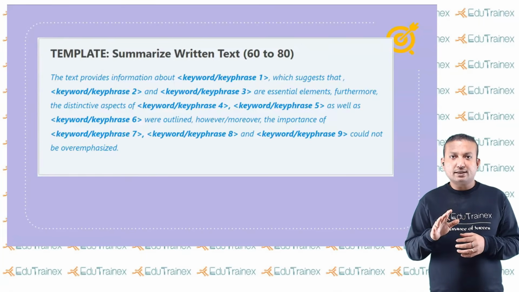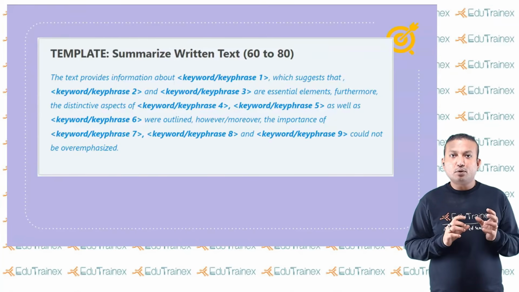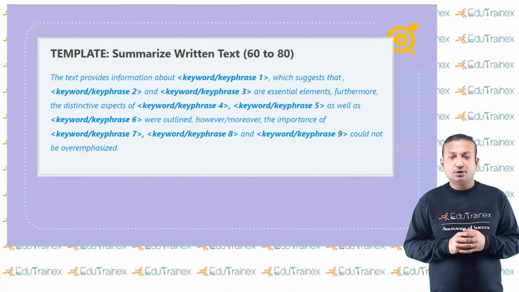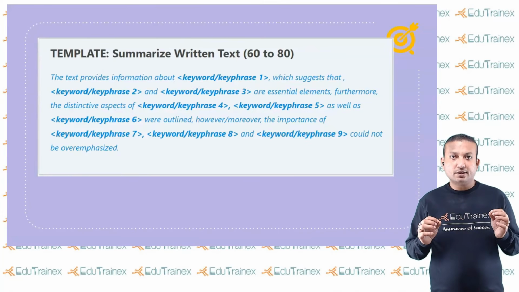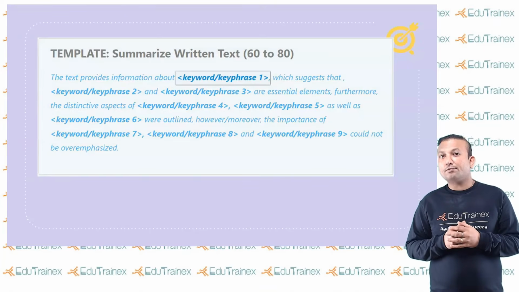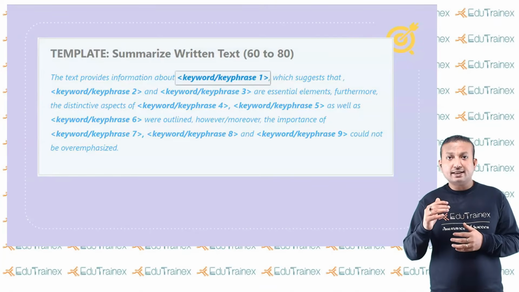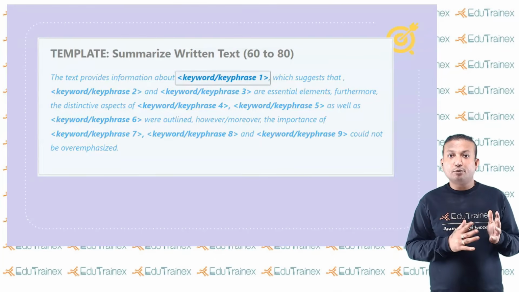For this template to succeed, your grasp of the main idea and the important keywords or key phrases are equally important. So, the Summarise Written Text template here uses a well-developed structure and it is elaborated over here. The first part of the template, which says "the text provides information about," introduces the sentence.